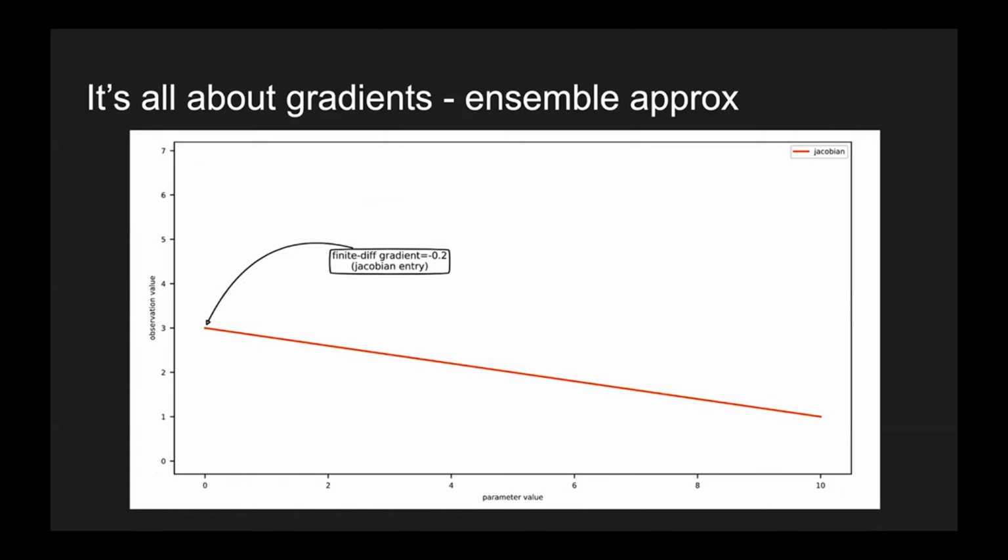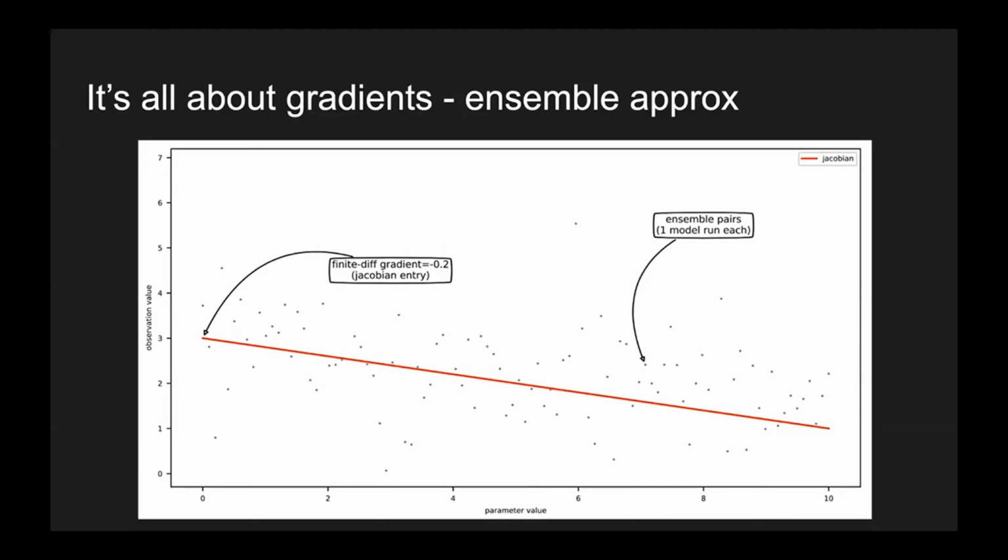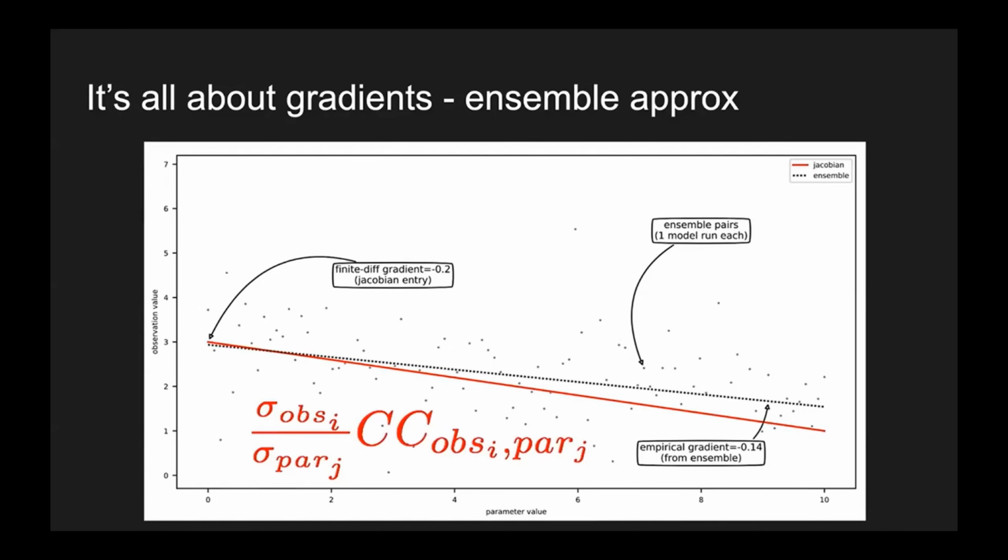Now let's look at how we would approximate this same gradient with an ensemble. In this case, we would generate many random parameter values, in this case 100, run each of those 100 parameter values through the model to get the corresponding 100 observation values. Taking those two vectors, we can calculate a correlation coefficient, scale that correlation coefficient by the standard deviation of the observation and the parameter, and now we have an empirical gradient estimate. In this case, minus 0.14.